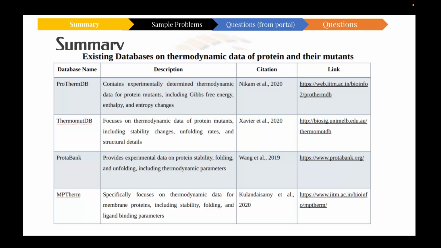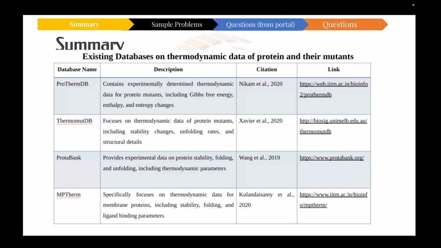Okay, here I have mentioned some databases. These databases often include experimentally measured thermodynamic parameters along with their associated sequence and structural information. Here I have listed some databases such as ProthermDB, ThermomutDB, ProtaBank, and MPTherm. ProthermDB, one of these, is the primary resource, and it contains more than 32,000 experimentally measured thermodynamic data in proteins. It contains experimentally determined thermodynamic data for protein mutants, including Gibbs energy, enthalpy, and entropy changes.